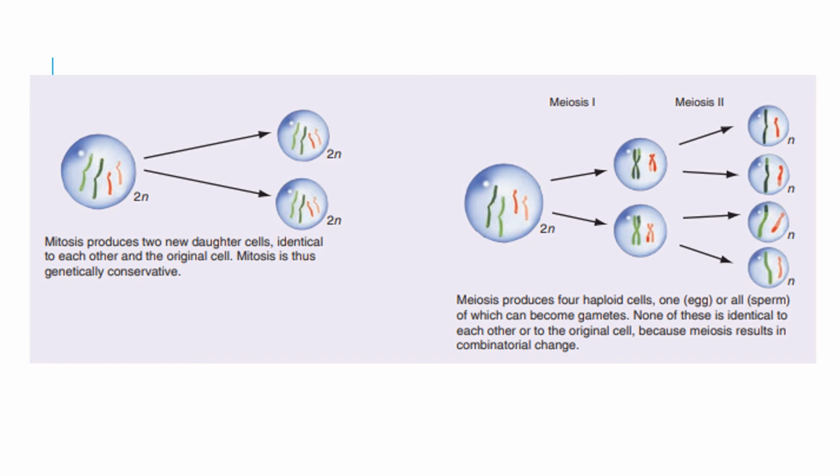This image shows the difference between mitosis and meiosis. Mitosis produces two daughter cells identical to each other and to the original cell. Mitosis is thus genetically conservative, whereas meiosis produces four haploid cells, one egg or all sperm, which can become gametes. None of these is identical to each other or to the original cell, because meiosis results in combinatorial change.